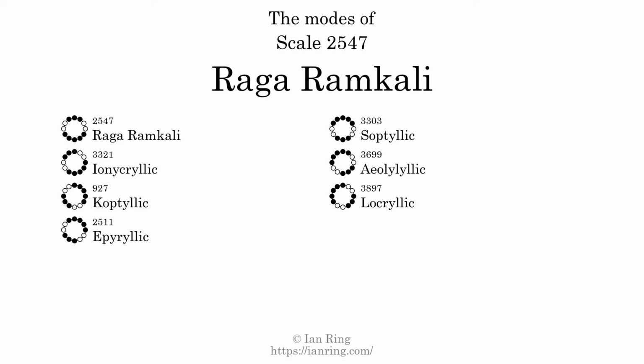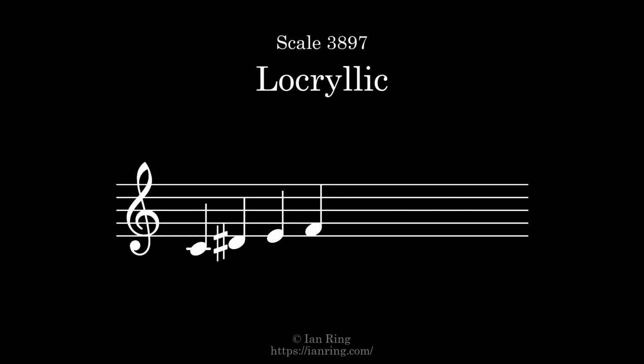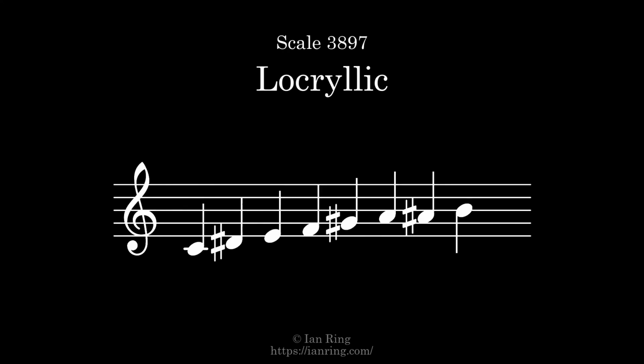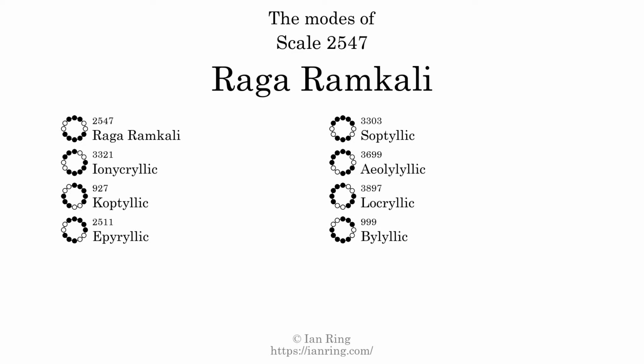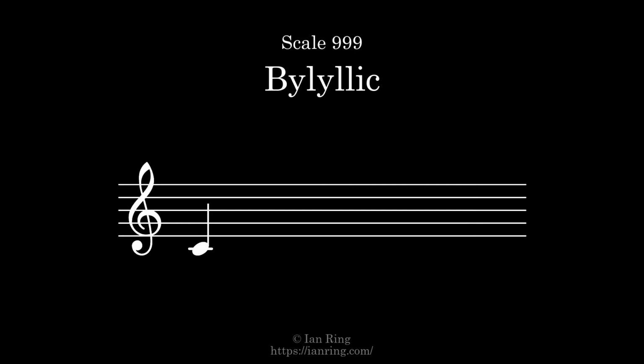The seventh mode is scale 3897, also known as octatonic. It sounds like this. The eighth and last mode is scale 999, also known as bilylic. It sounds like this.